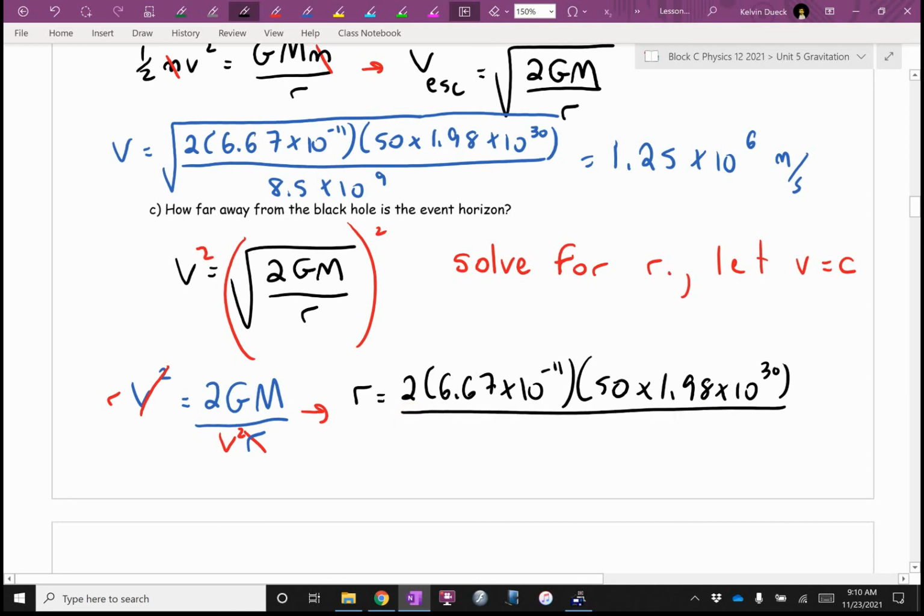What is the speed of light? How did you know that? Did you remember it, or did I give it to you on your formula sheet? And are you clever enough to look at the data section of your formula sheet? Okay. Speed of light is 3 times 10 to the 8th.